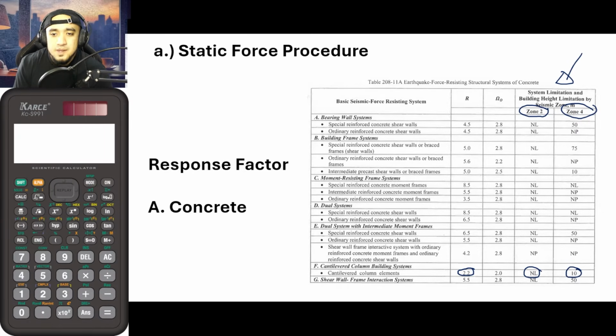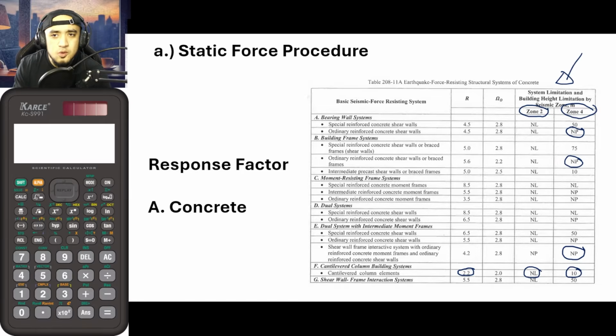So, aside from NL and the number, we also have NP here. And by NP, it means no problem. I mean, it does not mean no problem. Rather, it is the opposite of that. NP stands for... Not permitted. Apologies. So, NP stands for not permitted, meaning that for the frameworks here with NP, you cannot use them in Zone 4.